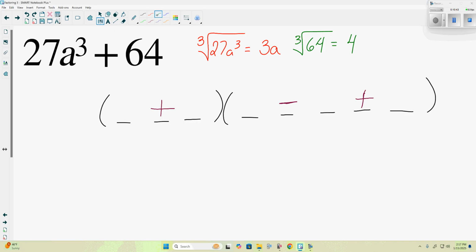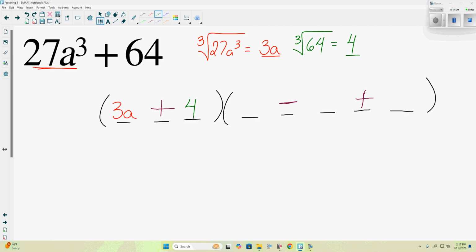Questions on this so far? Our first set of parentheses, we'll put the first term, what we got from taking the cube root, our 3a, in first. And our second term, 4, in the other spot. So our first set of parentheses is just going to be 3a plus 4. Those cube roots just go right in there.